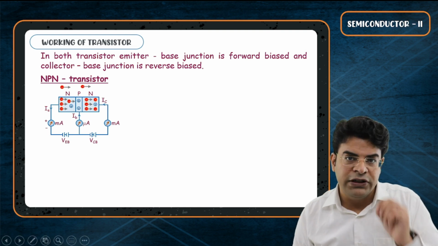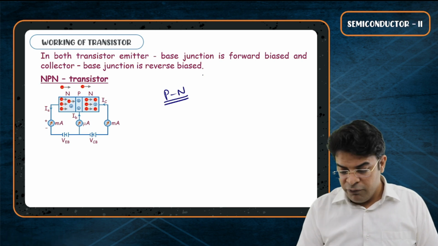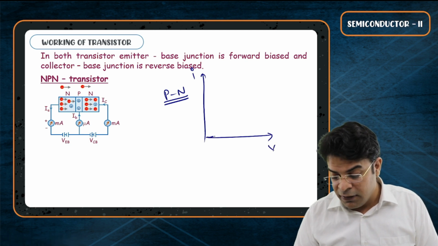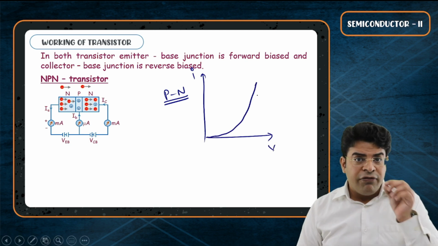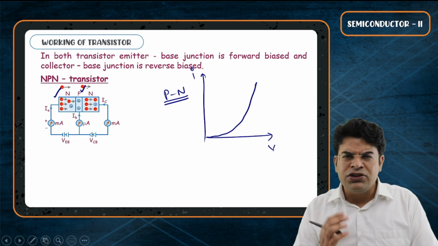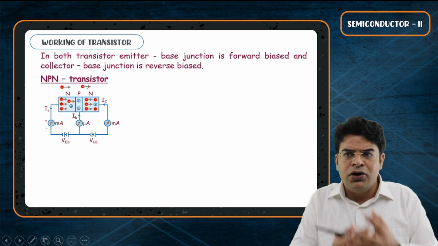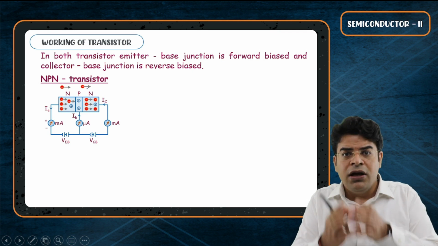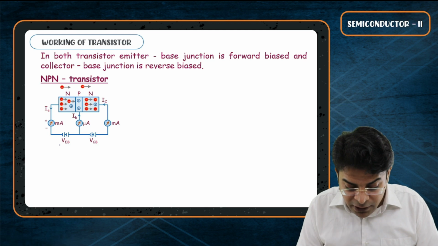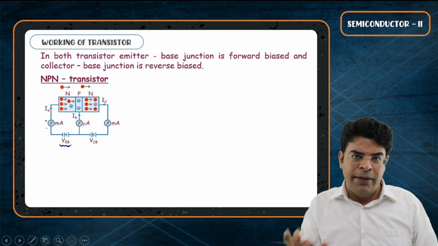Why do we do this? If the PN junction is forward biased, we know that the current will flow given that the applied voltage is greater than the knee voltage. We have kept emitter base junction forward biased, and it's obvious, sir, emitter's job is to emit, and for the emitter to emit, the PN junction connected with the emitter should be forward biased, and the applied potential should be greater than the knee voltage. Then only the emitter will emit.